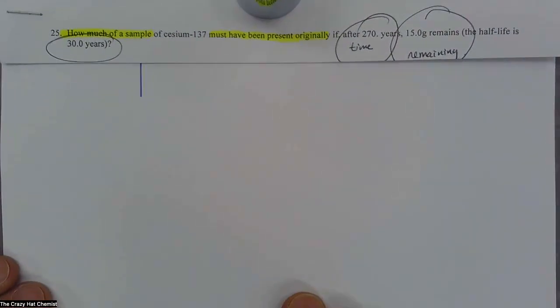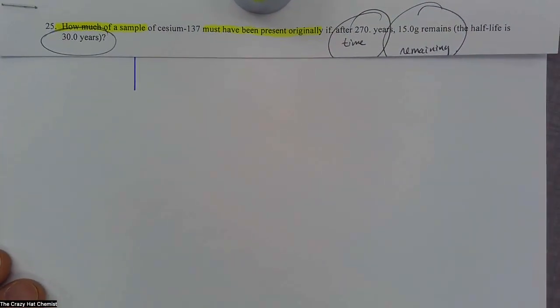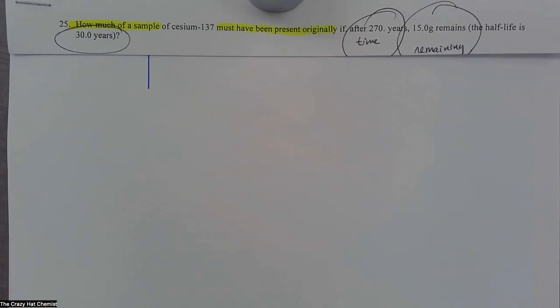We are almost home free. I can feel it now. That's right. Here we go. Still doing number 25, and we're going to do the integrated first order rate law process.